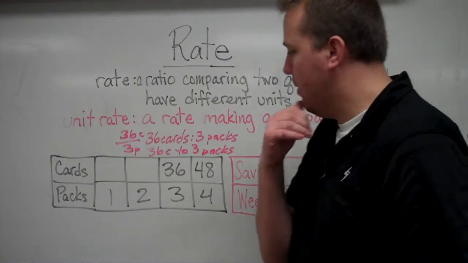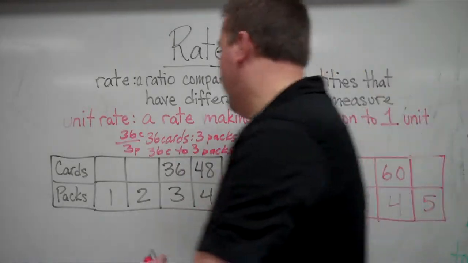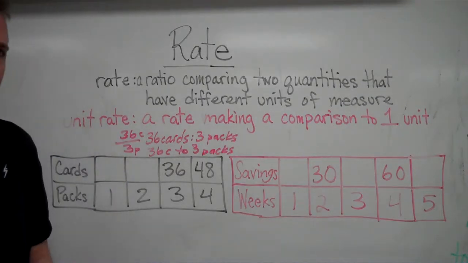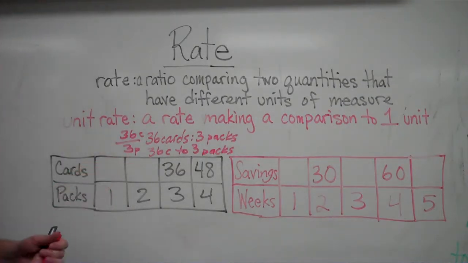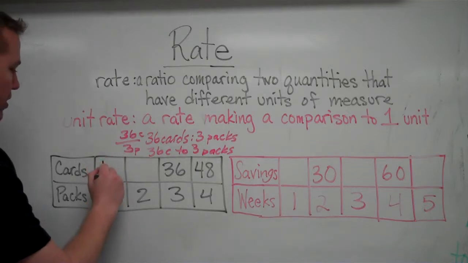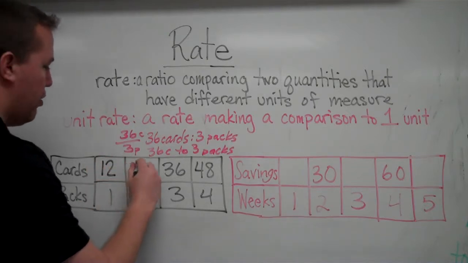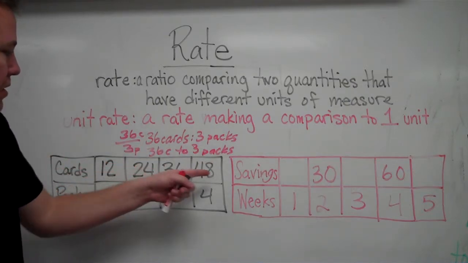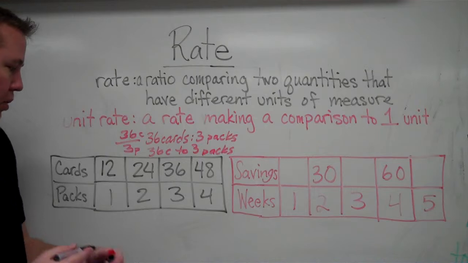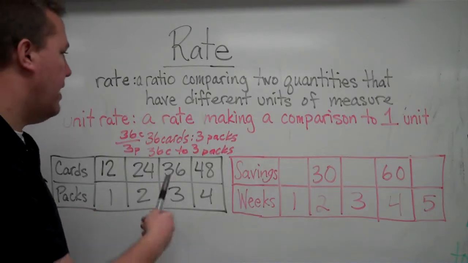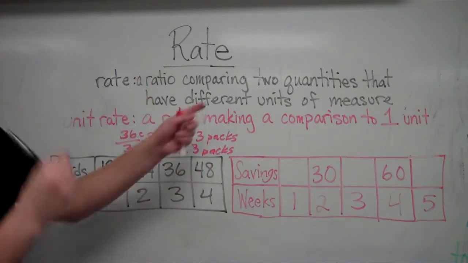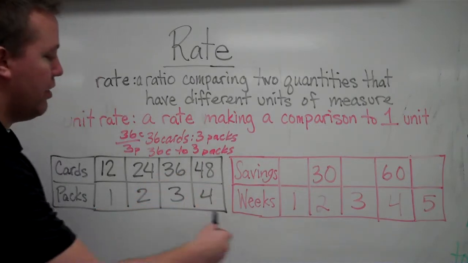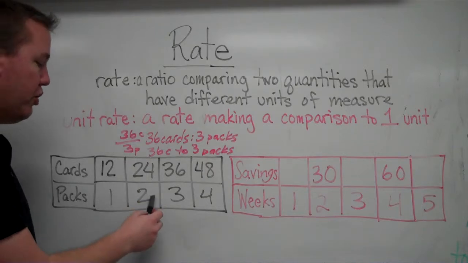So as I'm looking at this, I'm trying to find that rate. I know that 36 divided by 3 is 12. So if I'm seeing that, I can complete this table. 12 cards. If I have 2 packs, that's 24. And all of these now work. So 12, 24, 36, 48, and 1, 2, 3, 4. So we know that the rate, comparing those two things, is 36 cards for 3 packs, 48 cards for 4 packs, 24 cards for 2 packs.